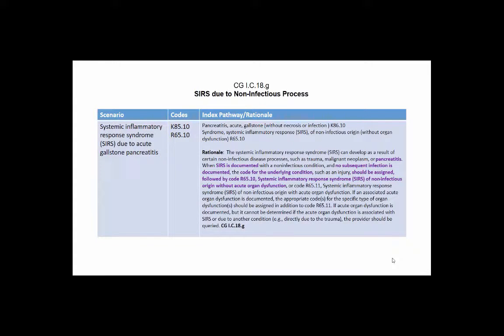And this guideline is the SIRS due to a non-infectious process. SIRS is systemic inflammatory response syndrome. This particular one is due to the pancreatitis. The guidelines tell us you're going to code whatever the underlying condition is first. In this case, it's the pancreatitis. Then you're going to code the R65.10 if it's without acute organ dysfunction, and if it's with acute organ dysfunction, it would be R65.11.